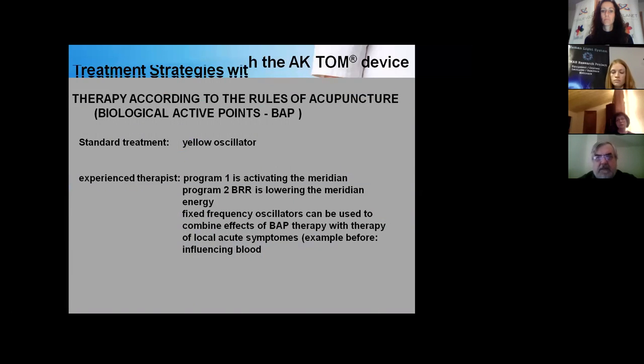This is a general treatment according to the biological zones on the skin of the body. As I told you before, another strategy is to work at the rules according to acupuncture. In this case, we will use the yellow oscillator. And as I told you before, program 1 is activating the points or the meridians, and program 2 is lowering the meridian energy. Stimulating with program 2 gives a more quiet or lower energy level.